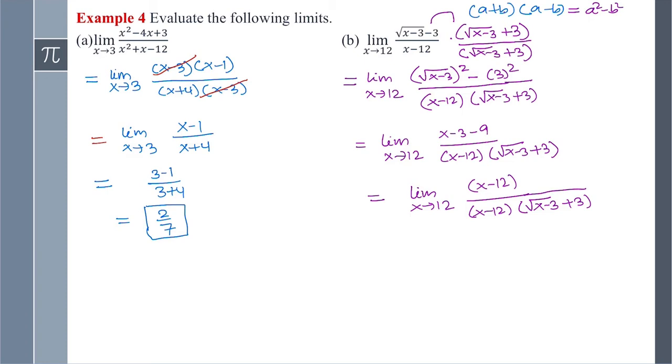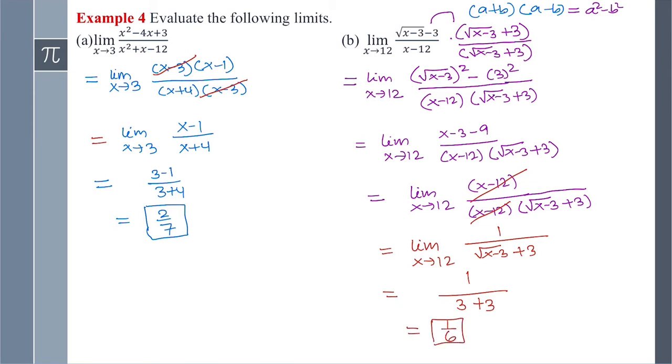Now we see we have a common factor here, x minus 12, that means we can cancel that. And then we get the limit as x approaches 12 of 1 over square root of x minus 3 plus 3. Now if we do the substitution, we don't get 0 in the denominator. So we can do the direct substitution now. So this equals 1 over, if I plug in 12, I have 12 minus 3, which is 9, and the square root of 9 is 3, plus 3, and that gives us 1 over 6. And that is the required limit.